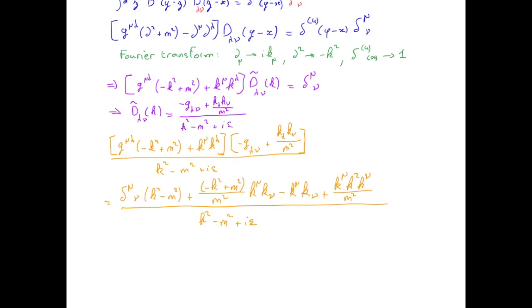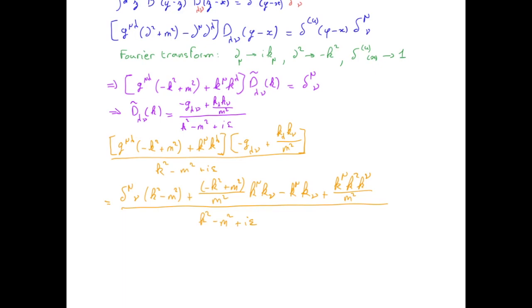The product of the two metrics g mu lambda with g lambda nu gives a Kronecker delta, delta mu nu. Then the second term here is obtained by applying the metric on k lambda to raise its index. So that gives us a k mu. Similarly, the third term is obtained by lowering this index with the metric. And finally, by multiplying this term with this one, we recognize we have a k lambda with an upper index and k lambda with a lower index. That gives us a k squared.